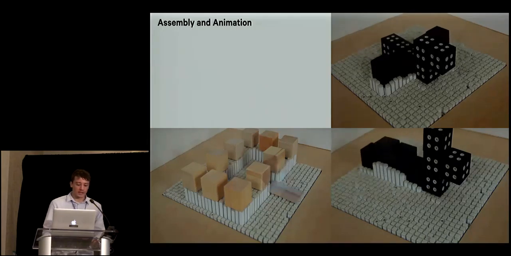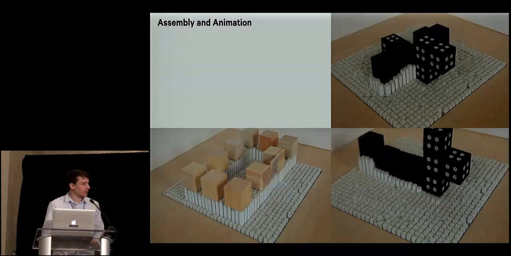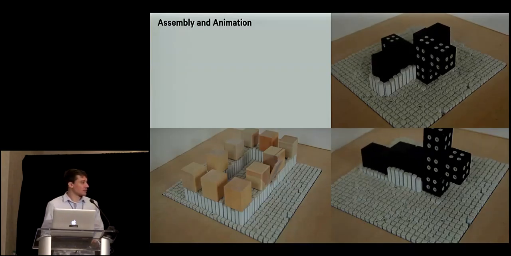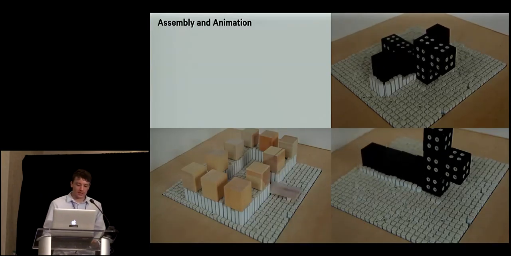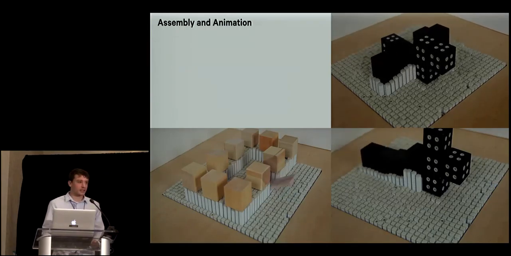And we can not only assemble structures, but we can also animate them afterwards. So here on the left, you see a small castle with a drawbridge. On the top, you see a low-resolution bird flapping its wings, and on the bottom, you see a little worm.